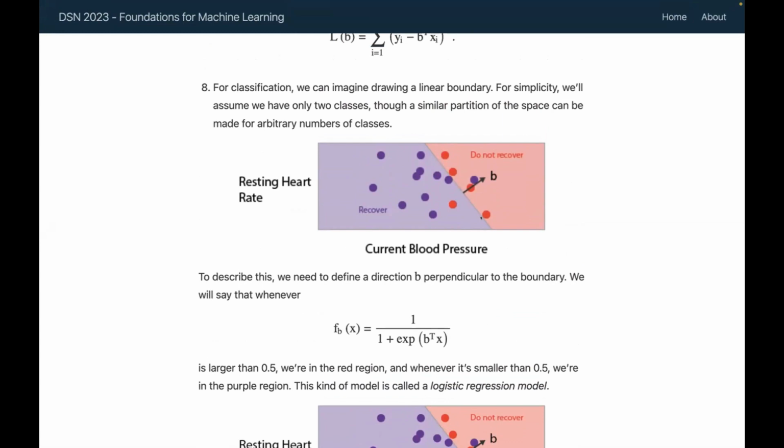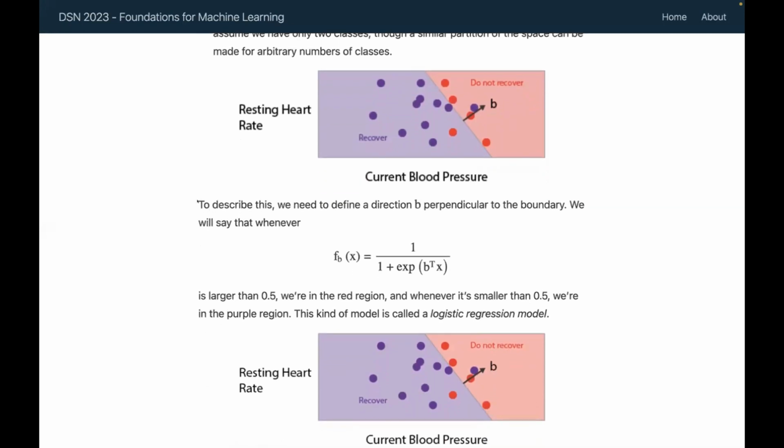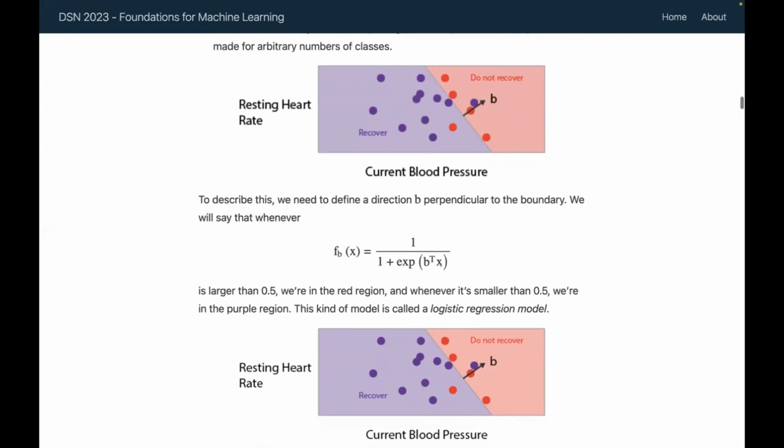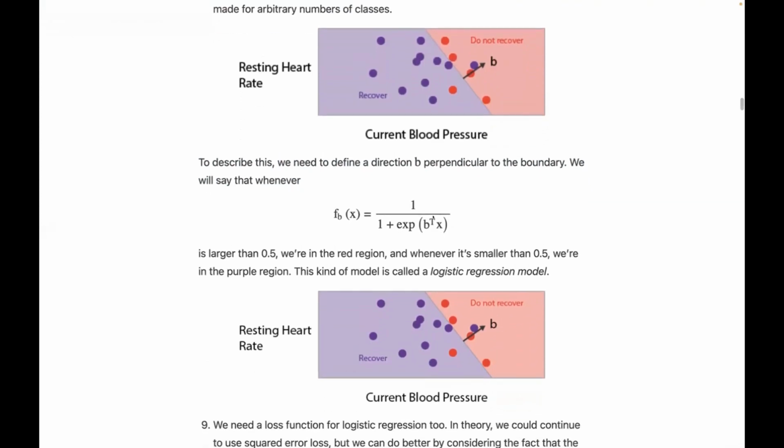Right? Now, how can you parameterize, how do you define a set of these kind of linear boundaries in space? And a natural way to do it is to define this kind of logistic regression link function. Okay, so let's break this down.